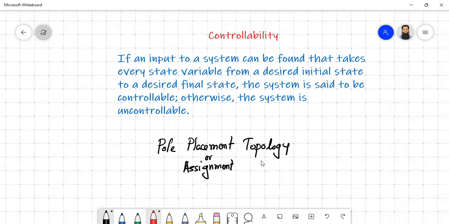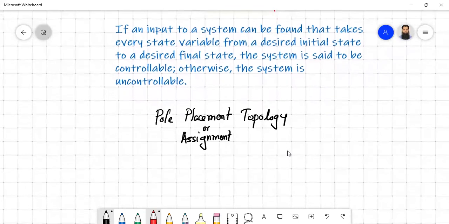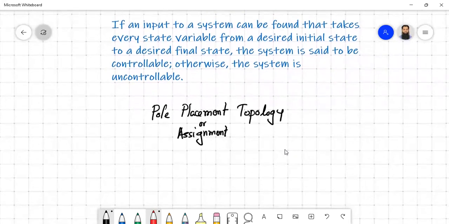So the basic idea, the difference between the conventional feedback and this pole placement topology, which is based on the state feedback technique, is that each and every state is controlled by an input U. And based on the selected feedback gains, those help us to control the state, and in turn we are placing the poles at a desired location.